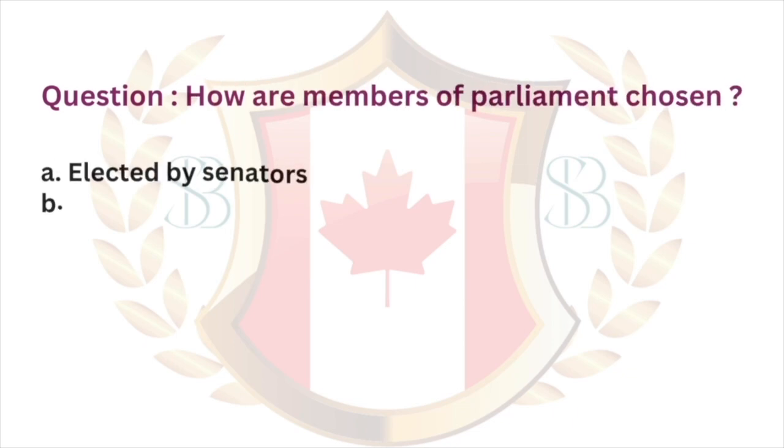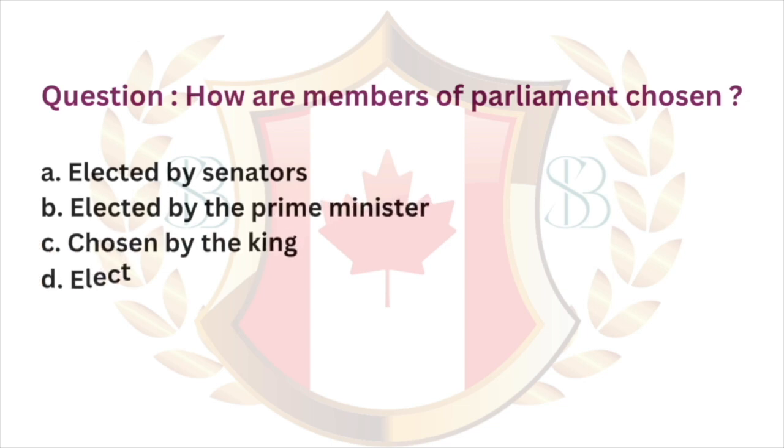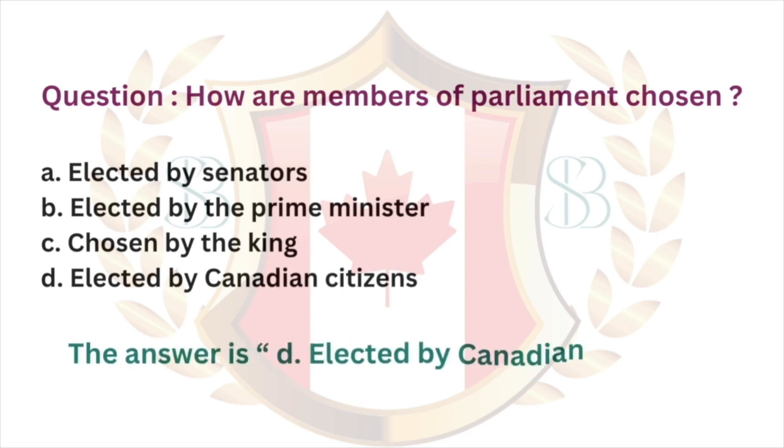Question: How are members of Parliament chosen? A, elected by senators. B, elected by the Prime Minister. C, chosen by the King. D, elected by Canadian citizens. The answer is D, elected by Canadian citizens.